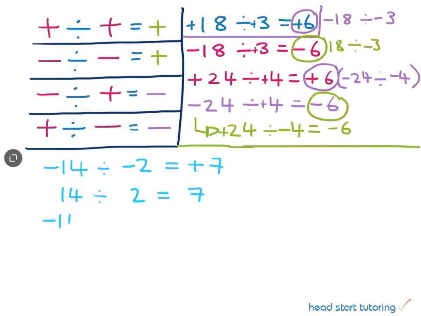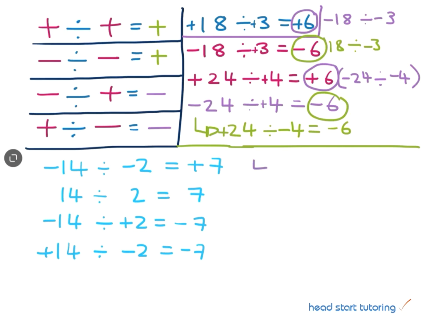If we are working with different signs, however, we end up with negative 14 divided by positive 2. That will give us an answer of negative 7. Or positive 14 divided by negative 2. That gives us an answer of negative 7 as well. And that is simply because our signs are different when we are dividing.